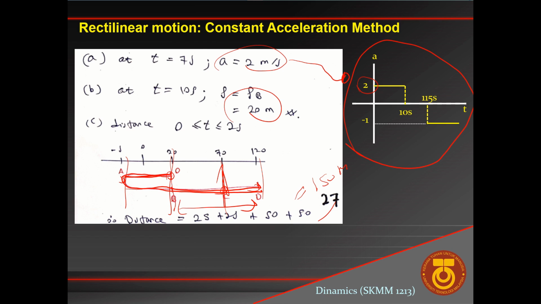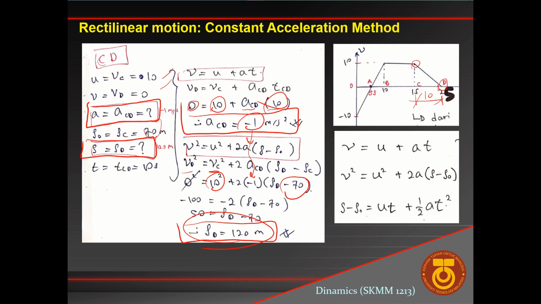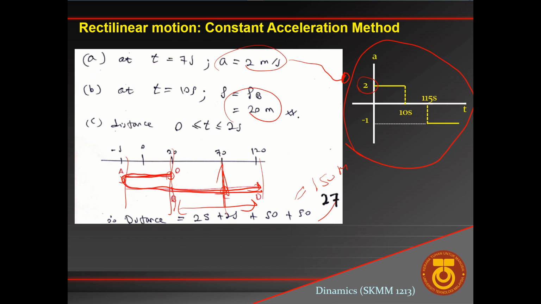So that's all. Okay, we will use this equation again when we go to curvilinear motion. We will use a lot of these equations again. So you have to remember these equations. V equal to U plus AT. V squared equal to U squared plus 2aS. S minus S0 equal to ut plus half at squared. And the way we analyze this, we will go segment by segment, depending on the value of acceleration, which must always be constant. Okay, that's all for this chapter. We have covered all the three methods.